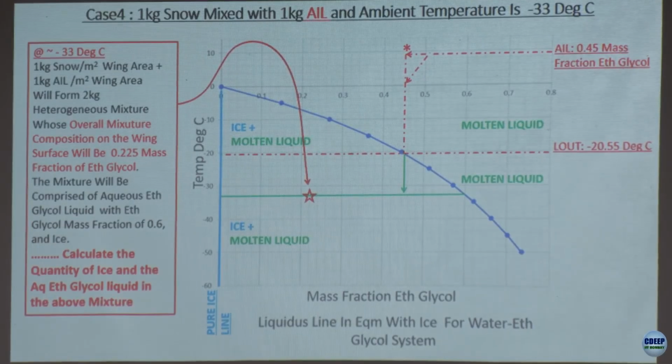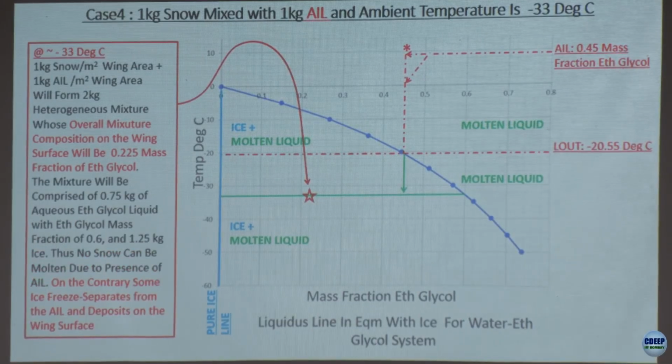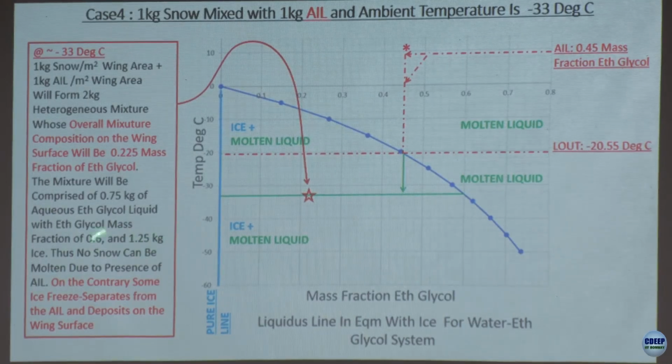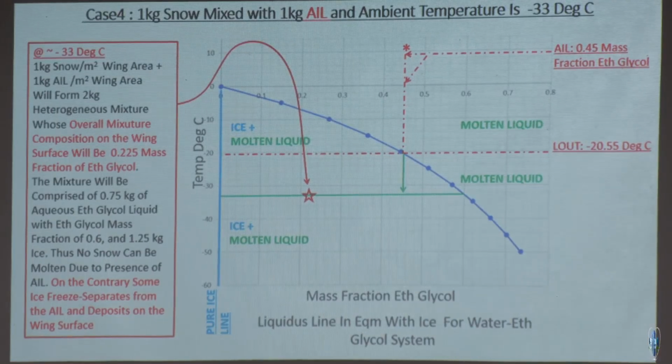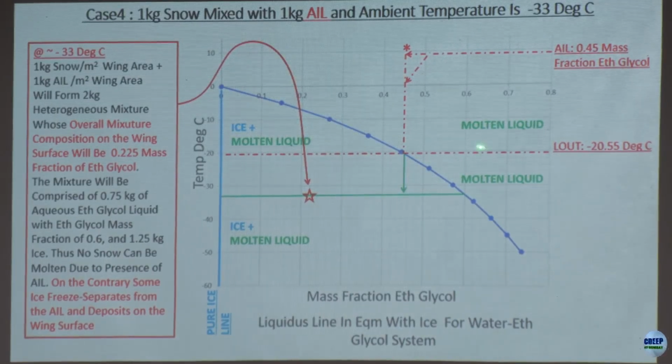Yes. So the result is that you will have 1.25 kilograms of ice, and 0.75 kilograms of aqueous ethylene glycol. What it means is the anti-icing liquid in fact froze and therefore it deposited some ice onto the plane. So that is the physical significance of the L out.